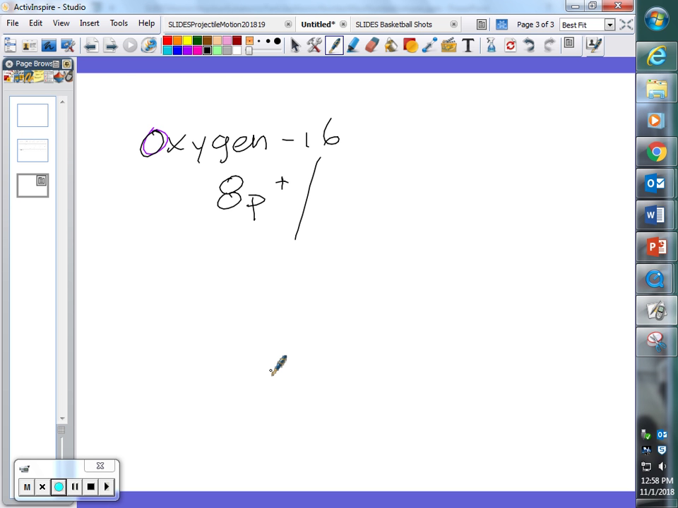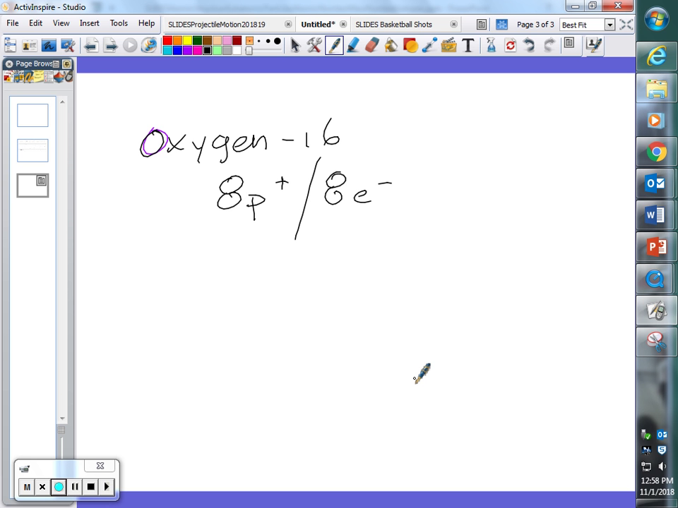Same protons, same electrons, because the positive charges have to be balanced out by the negative charges. So if oxygen-16 has 8 protons, because it's oxygen, it also must have 8 electrons. And I'll use that symbol, a lowercase e with the exponent negative, to represent the negative charge.